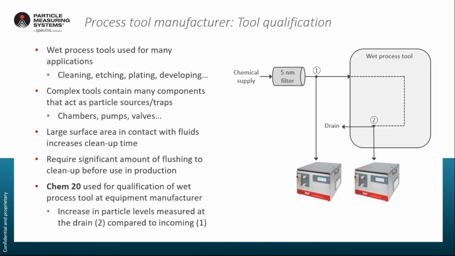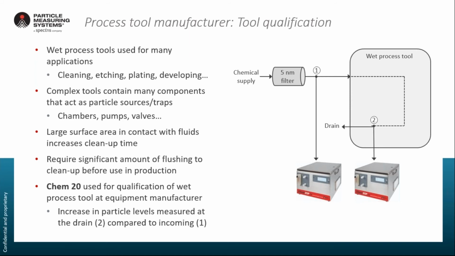Now onto the process tool manufacturer and process tool qualification. The wet process tools are used throughout semiconductor manufacturing for many applications, including cleaning, etching, plating, and developing. And they tend to be quite complex tools that contain many components that can act as particle traps, such as process chambers, and particle sources, such as pumps and valves. And they may also have very large internal surface areas that come into contact with fluids, which can significantly increase the cleanup time when they're being flushed after manufacture.